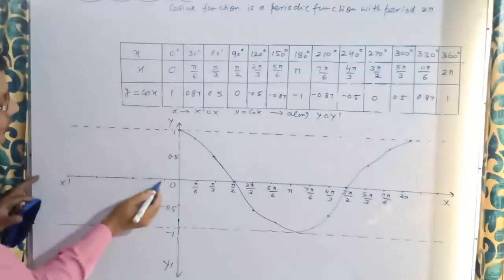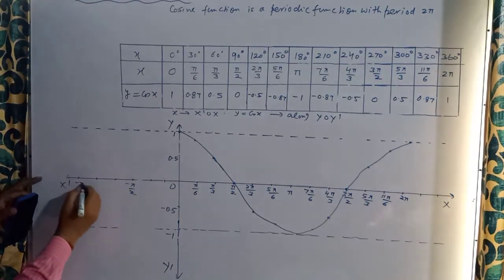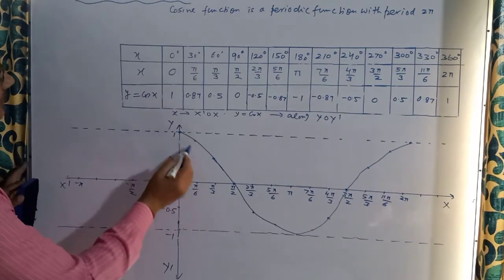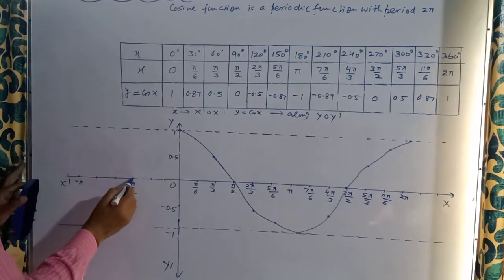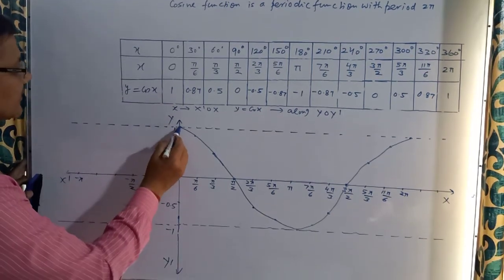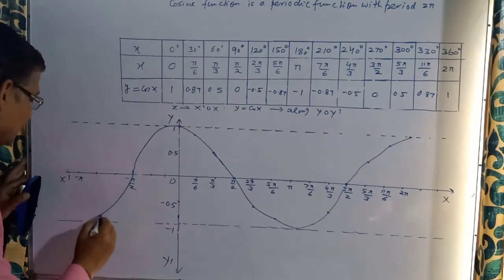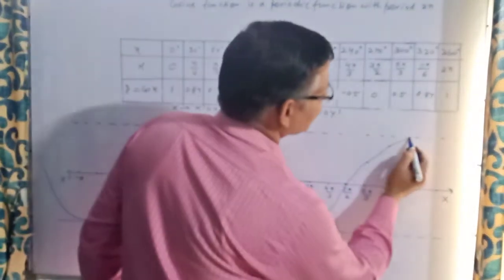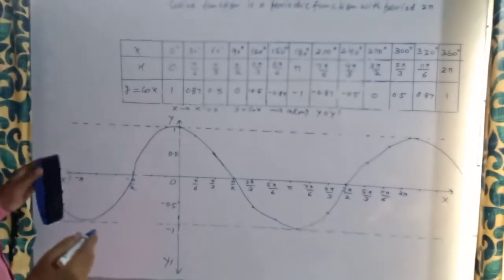So if I write minus pi by 2, minus pi, when we extend this side, what does the graph look like? Again, at minus pi by 2, it is 0. So we get the graph like this. Again, it is like this and so on. This side also we can extend. So this is about the graph of the cosine function.